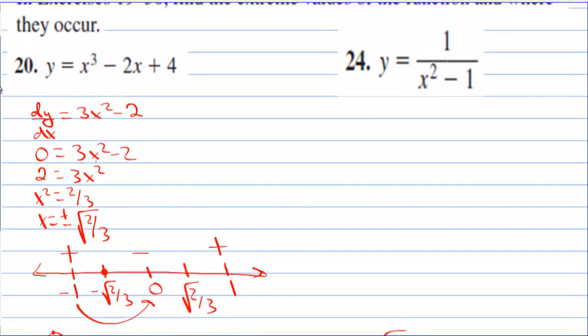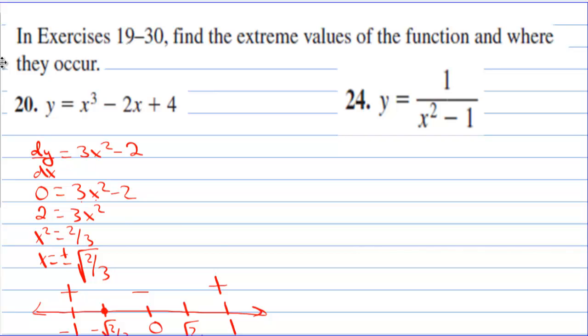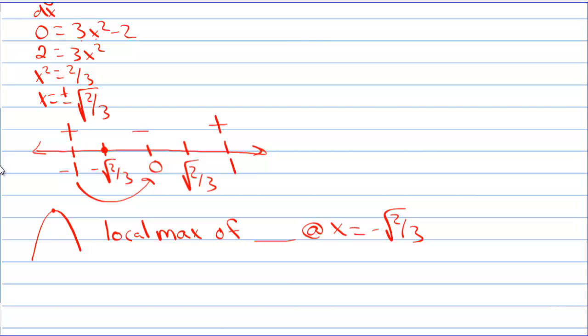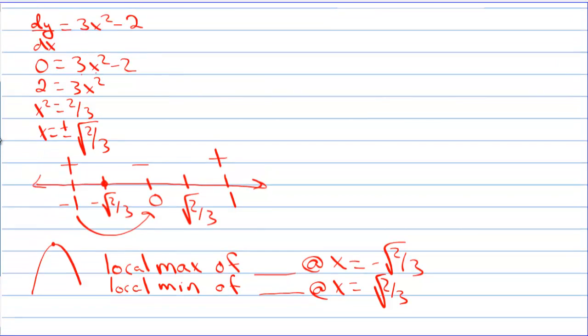Let's look at the instruction. It says find the extreme values of the function and where they occur. So we have to plug negative square root of 2/3 in. And we also have a local minimum of blank at x equals positive square root of 2/3. So now we've got to find those y values.